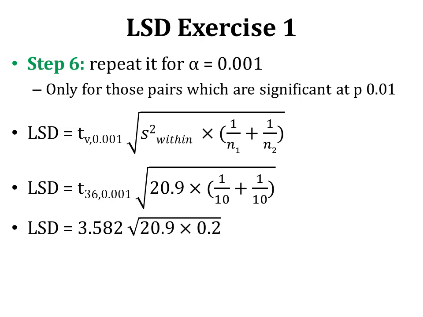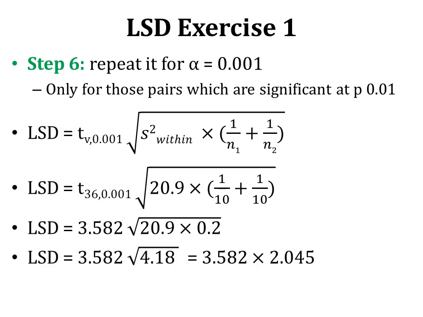The number of observations are 10 in each of the samples, and we get 4.18. And when we take the square root, this is 2.045. We multiply this one with the t-value, which is 3.582, and we get our LSD, which is 7.325 in this case, right? So this is our least significant difference at the significance level of 0.001, right? And because we have 2 pairs which were significant at 0.01 level, we have to repeat this for every pair. But because the sample sizes are same, if we repeat that for the second pair, we are going to get the same LSD.